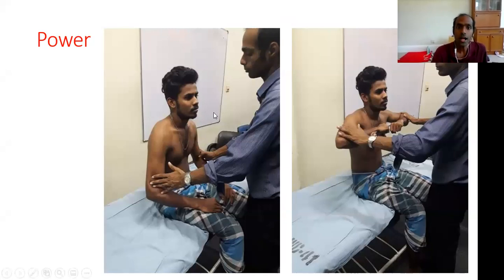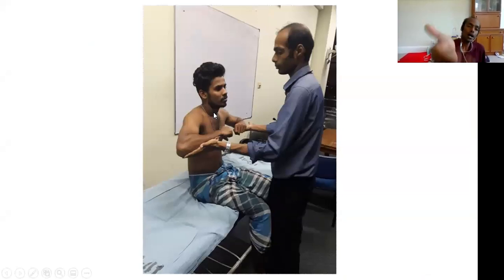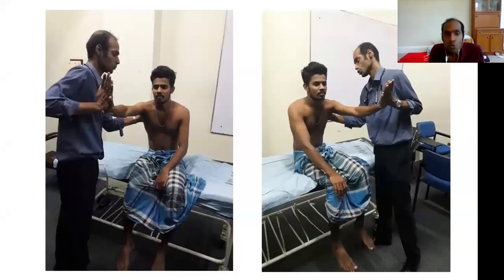Abduction of the upper limbs. Adduction of the upper limbs. Relatively, I would say this is not very important because it doesn't have a very good localizing value, but abduction is very, very important. Now, this movement is also very important. Why is it important? We are looking at the long thoracic nerve and the serratus anterior. If it is weak, you are going to get winging of the scapula. When you push the scapula, winging of the scapula.